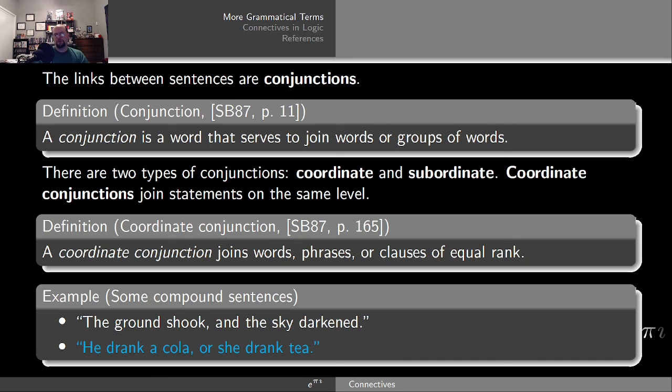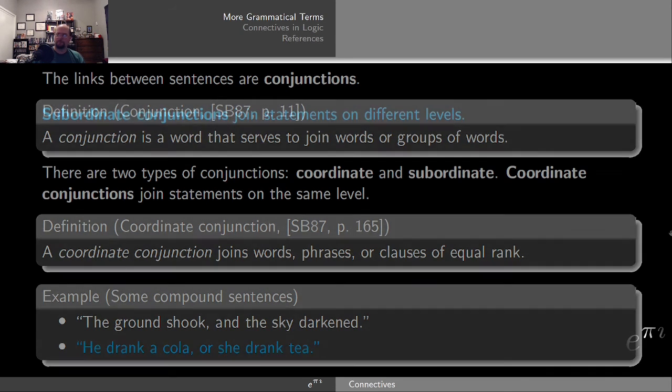Same thing with this one, which is he drank a cola or she drank tea. He drank a cola is an independent clause. She drank tea is also an independent clause. The word or is joining those two independent clauses together in this same sentence.